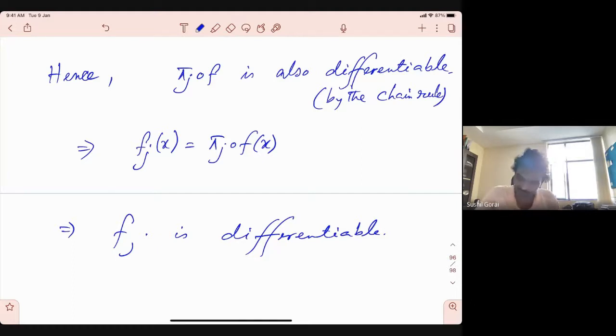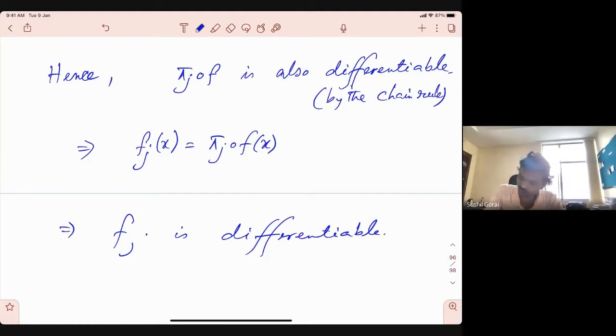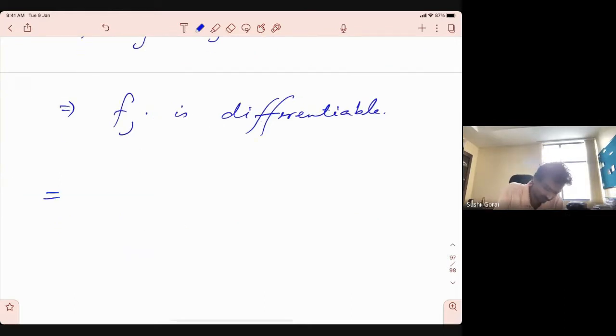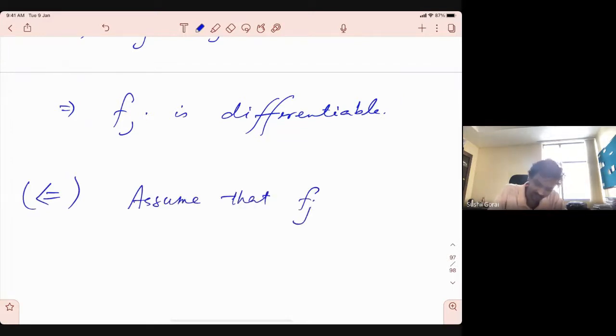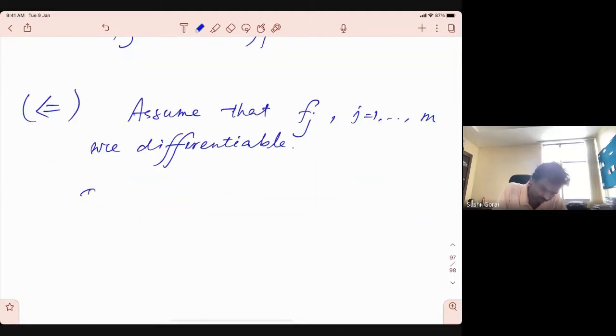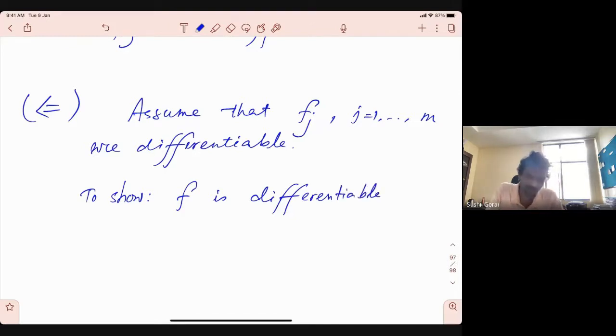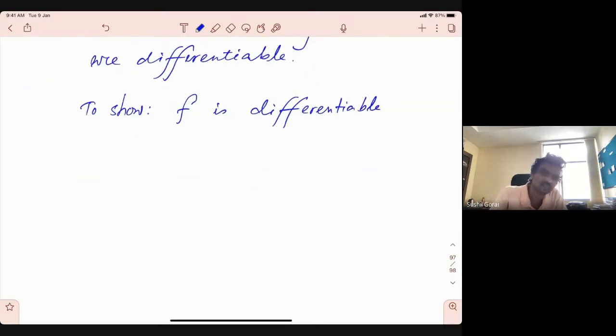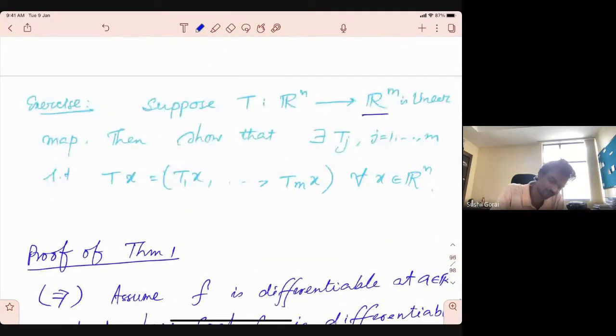All right. So now the other way. Assume that fj, j from 1 to m, are differentiable. To show f is differentiable. Here we'll actually use the exercise we gave.